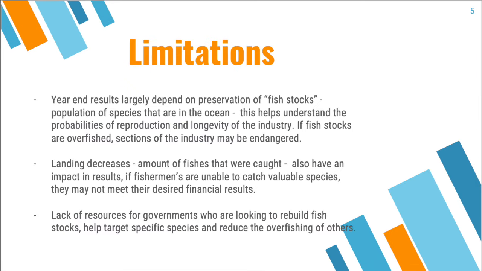So, what are some of the limitations that this industry currently faces? Year-end results largely depend on the preservation of fish stocks, which means the population of species that are in the oceans. This helps understand the probabilities of reproduction and longevity of the industry. So, if fish stocks are overfished or depleted, this can really affect the future prospects of companies and countries.